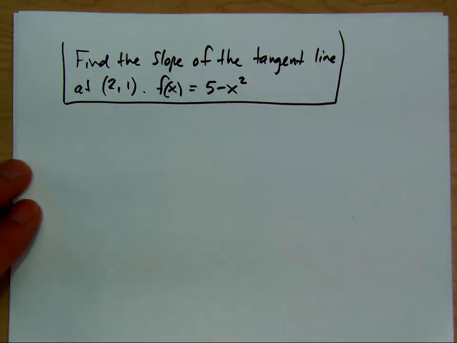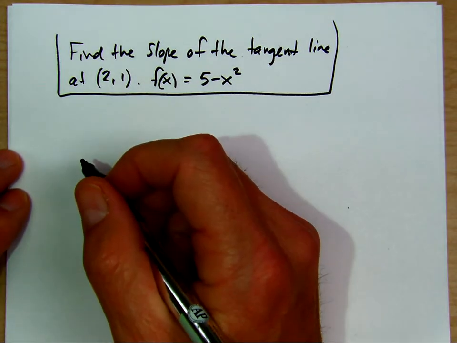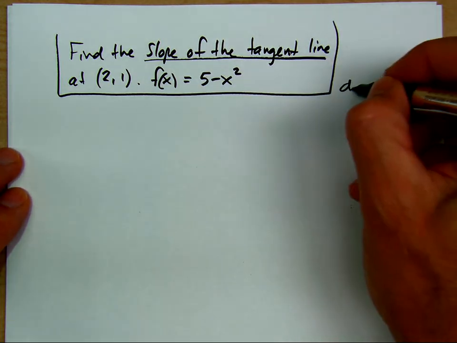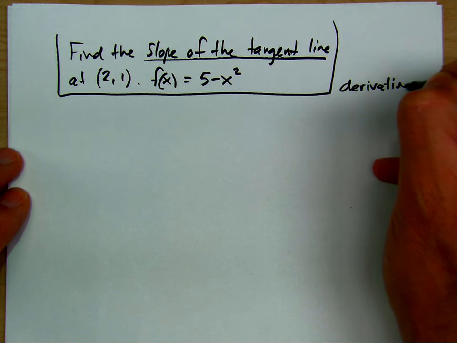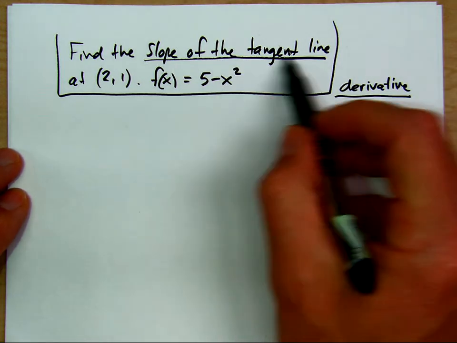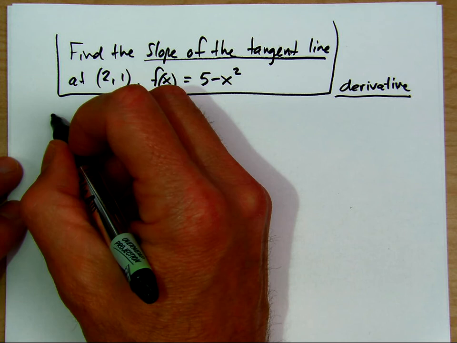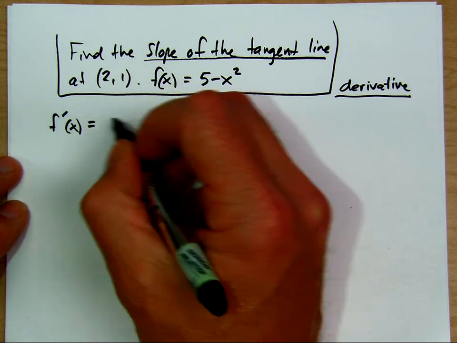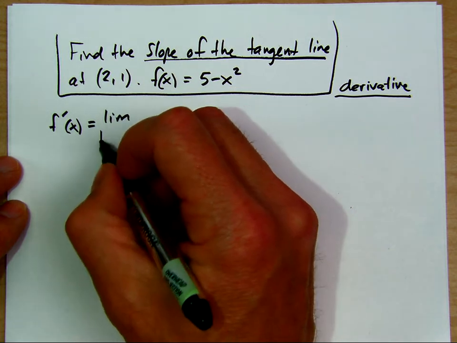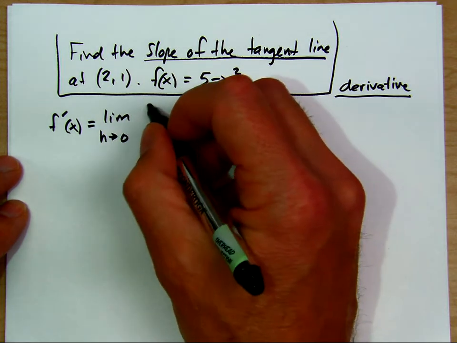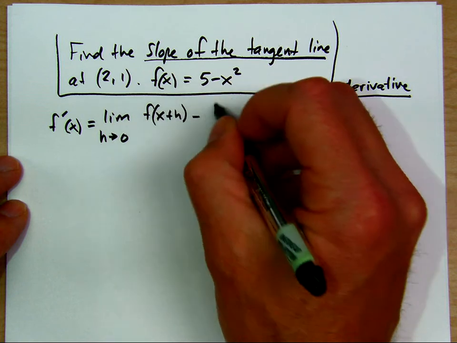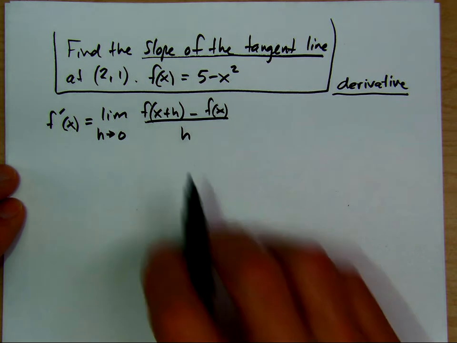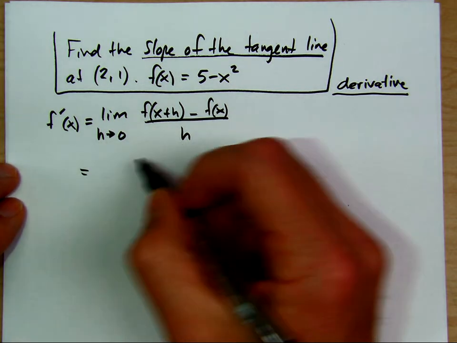And now we just have a lot of algebra to deal with. Remember that slope of the tangent line is the same as saying derivative. Derivative is the slope of the tangent line. So f prime of x is the limit as h goes to 0 of f of x plus h minus f of x over h. If we're going to use this formula, we just copy the formula and now start substituting and simplifying.